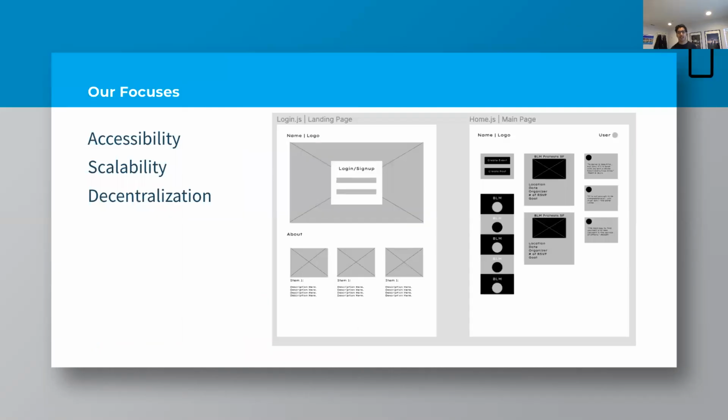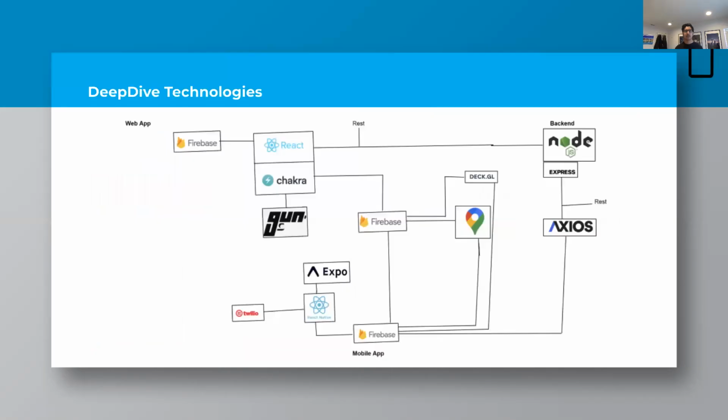Now, we'll talk about our design process. We wanted to focus on accessibility, scalability, and decentralization. Essentially, the main idea was to make protesting as easy and accessible as possible. We wanted to ensure that people can use their freedom of speech and not be penalized for enjoying their basic human rights. So now let's take a look at our deep dive into our technologies.